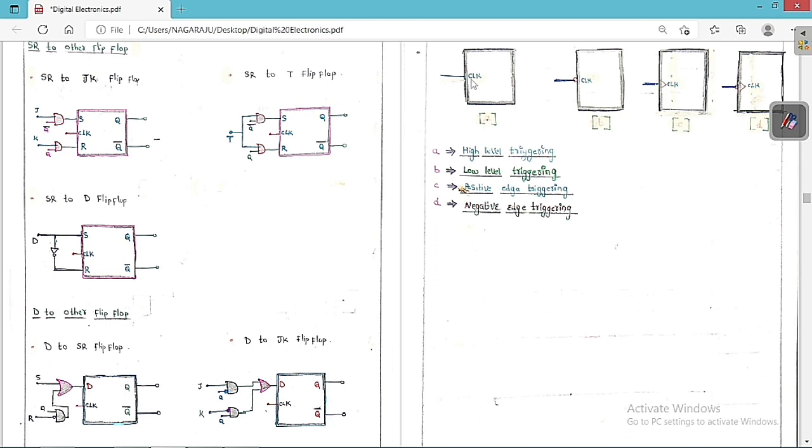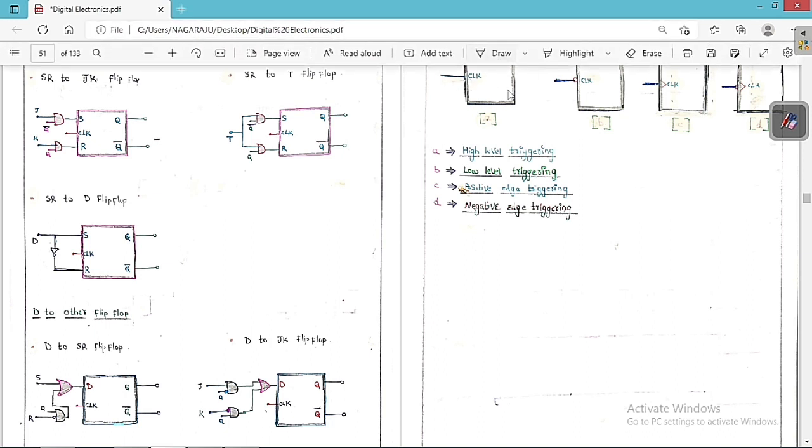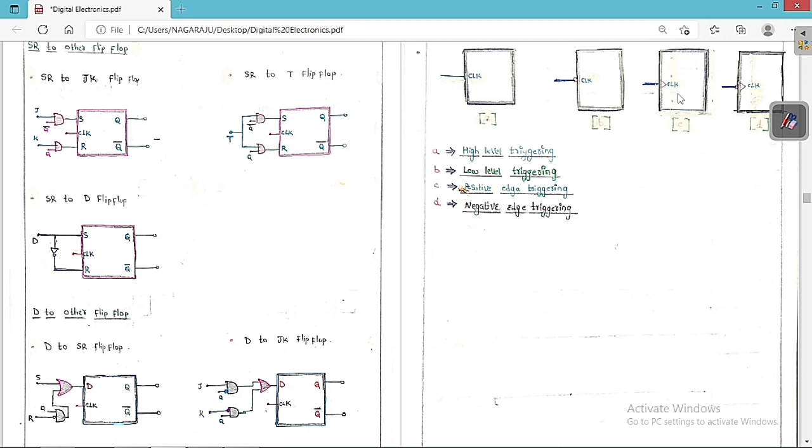High level triggering means whenever the clock is high, the circuit is going to function. Low level triggering means whenever the clock signal is low, the circuit is going to operate. This is called positive edge triggering. Whenever the clock has a positive edge, which is low to high, only then the circuit is going to function. Otherwise, it is not going to function. Otherwise, it is going to stay in the memory state.